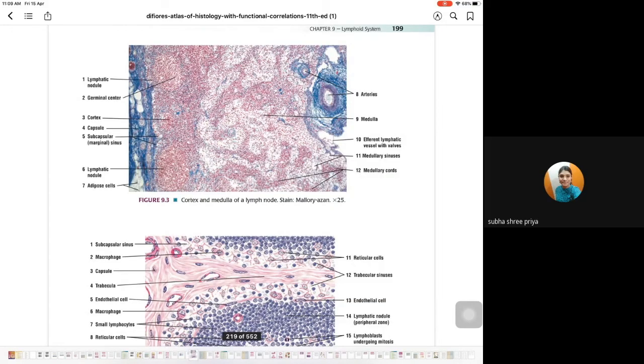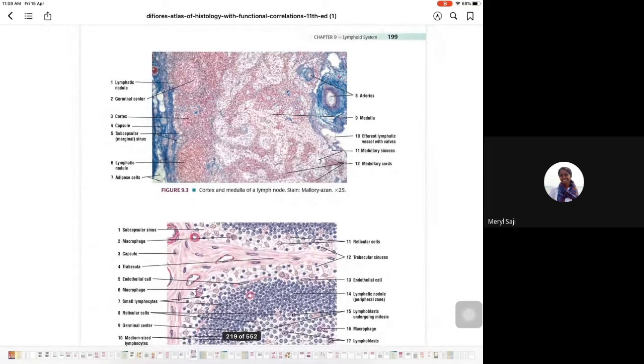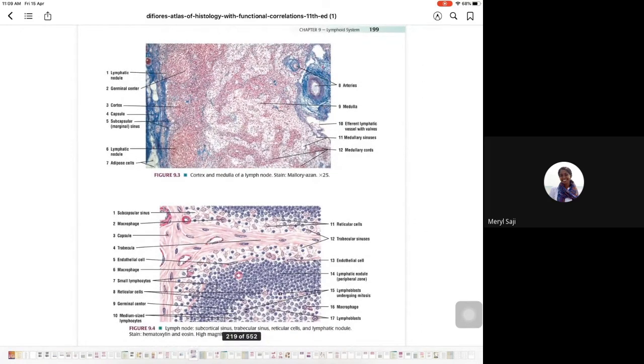Figure 9.3, sir. Cortex and medulla of a lymph node. Stain Mallory azan, 25 power magnification. Lymphatic nodule, germinal center, cortex, capsule, subcapsular or marginal sinus, lymphatic nodule, adipose cells, and then we see arteries, medulla, efferent lymphatic vessel with valves, medullary sinuses, and medullary cord.